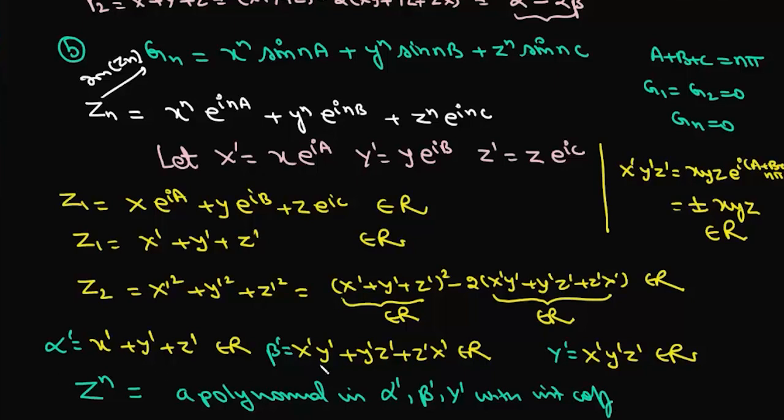And since alpha dash, beta dash, gamma dash are real numbers, this z to the power n will be a real number, implying that Gn will be 0 for any value of n, which is what we need to prove in the second part.